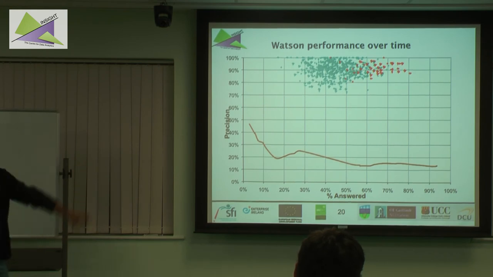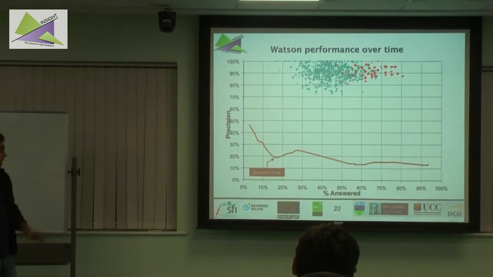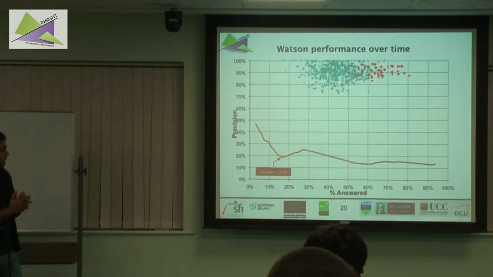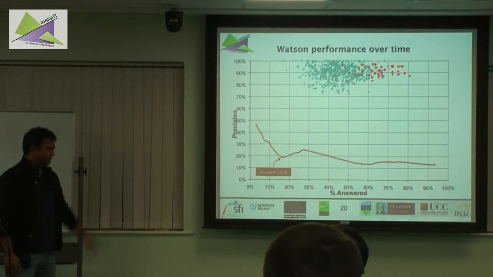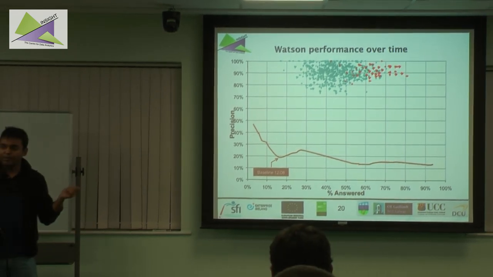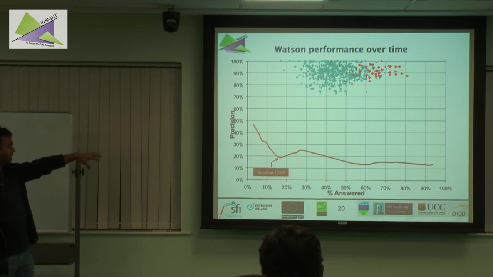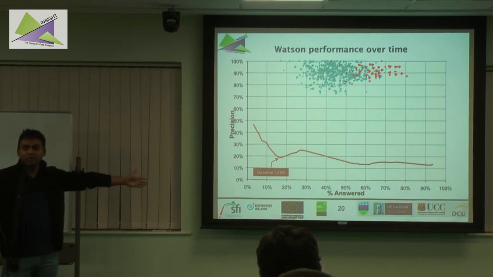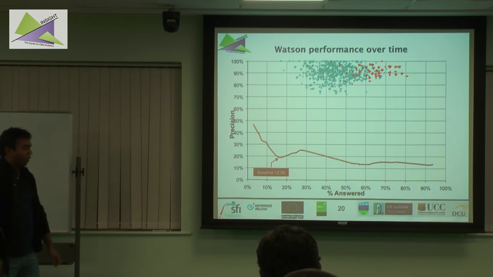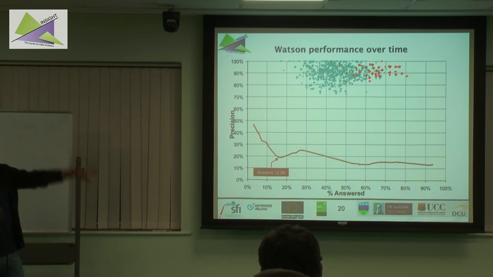So here is a little graph. It shows a baseline system in 2006, a system called PQuant. At that time they tried to see how it would perform on Jeopardy questions, and they saw it was out of the box.